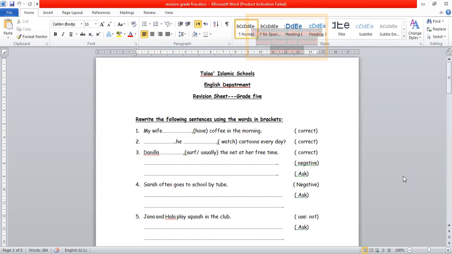Okay, let's start. Are you ready? Okay. Today we are going to revise the present simple tense. Do you remember what the usages of the present simple are? Who can tell me? What is the first usage of the present simple?